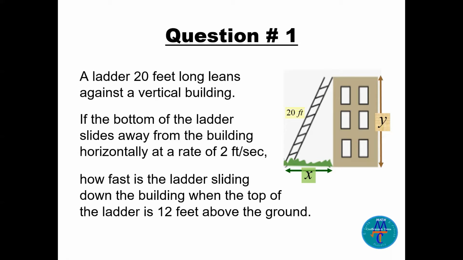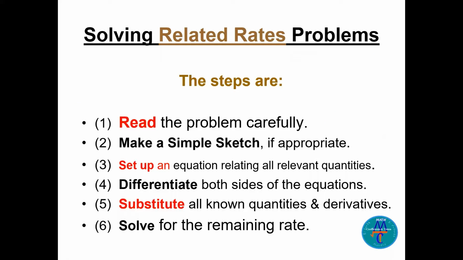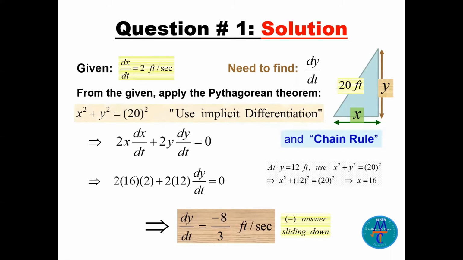We can have a right triangle and we can start like this. dx over dt is 2 feet per second, and we need to find dy over dt. So we have a right triangle here. This is x distance, and this is y, the height, and this, 20 feet, is the ladder. So from the Pythagorean theorem, we can write x squared plus y squared is equal to 20 squared.